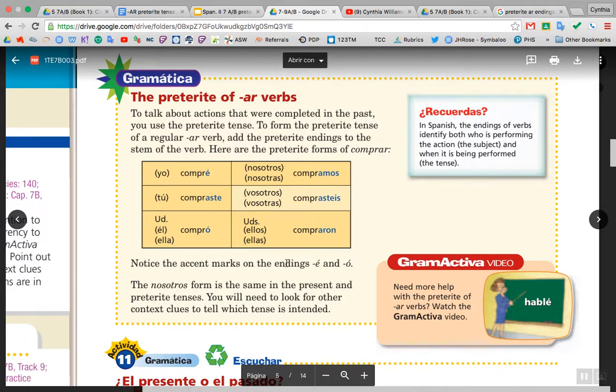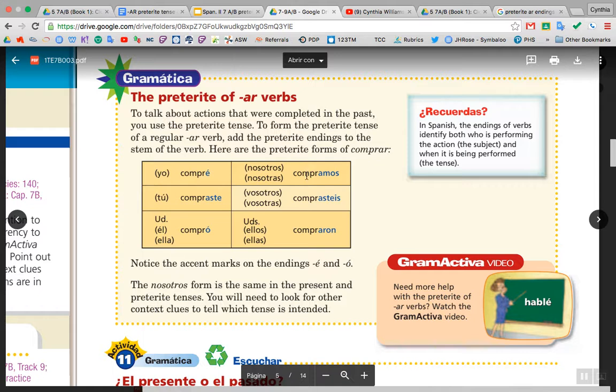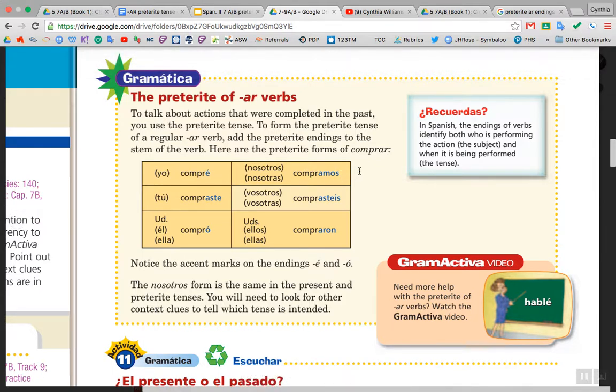Those are your 6 endings. É, aste, ó, amos, asteis, and aron. You have to have the accent marks on é and ó, or it changes the meaning. Okay, make sure you do those. And keep in mind, for the nosotros form, you're going to have to look at context clues. That's it. If you can do that, you can do past tense AR verbs.